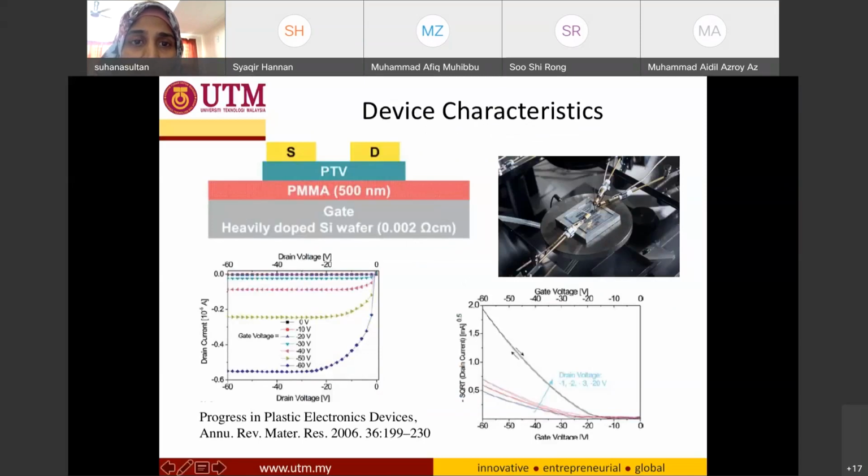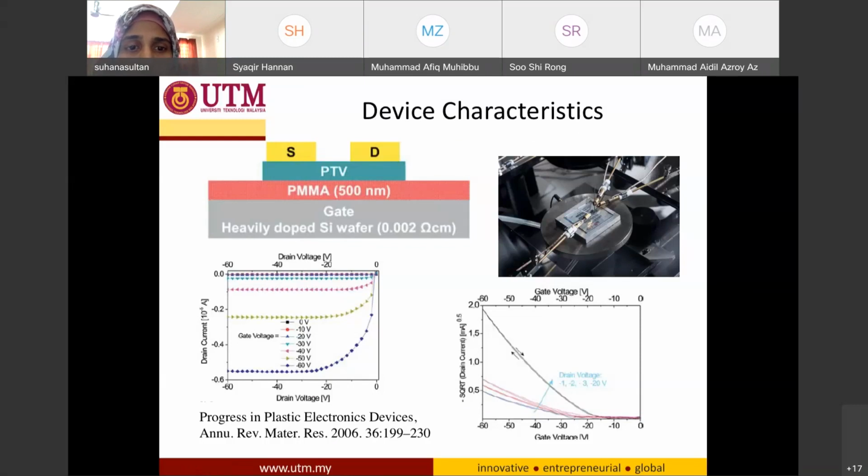So this is another structure. This is top contact and bottom gate. For the gate, they didn't use metal, but instead they highly dope the silicon until it is saturated with so many carriers. So this acts as a gate, because it has a very low resistivity. The PMMA is your dielectric, 500 nanometer, and PTV is your organic material. This was published in 2006.